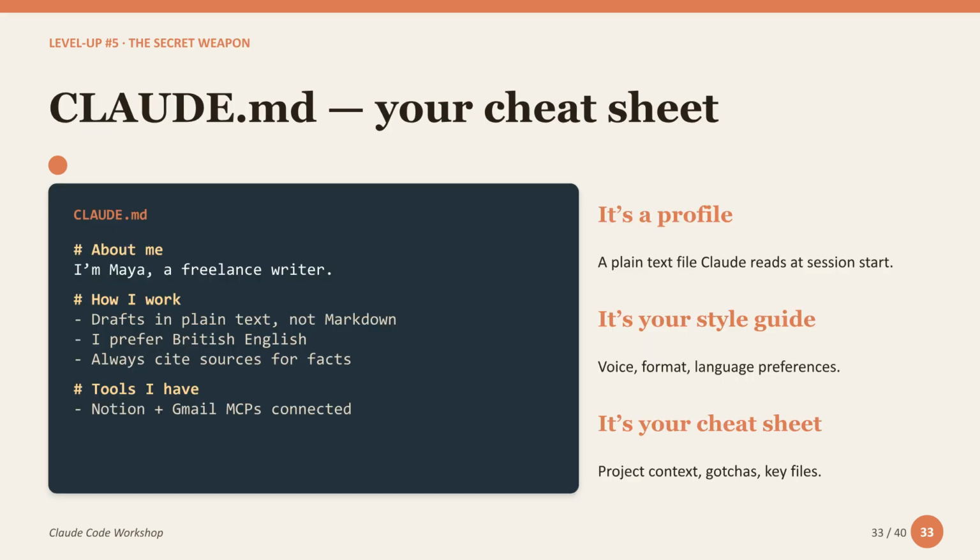Level up 5, the secret weapon, is CLAUDE.md. This is a plain text file at the top of your project that Claude reads when a session starts. It serves as your personal profile, style guide, and cheat sheet, so you stop repeating context.